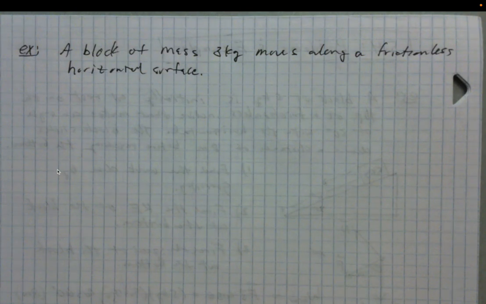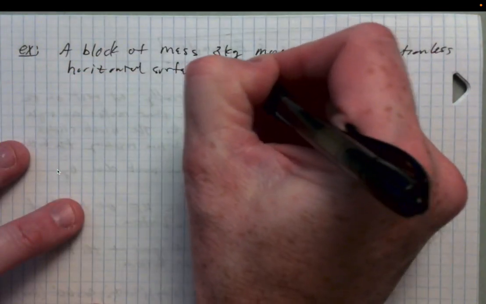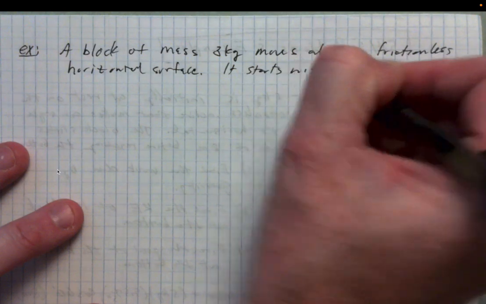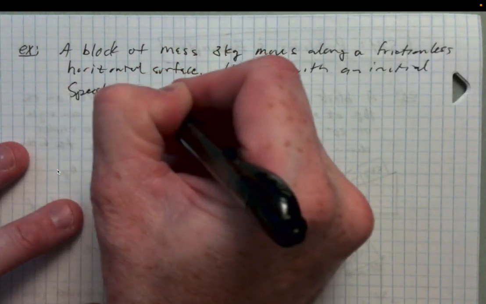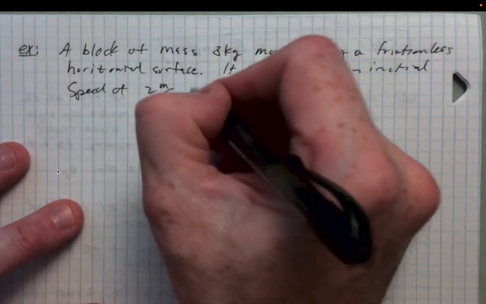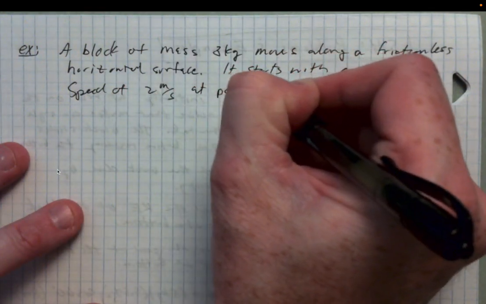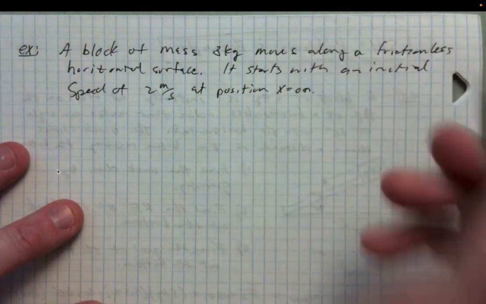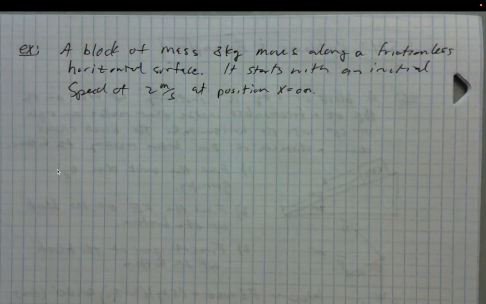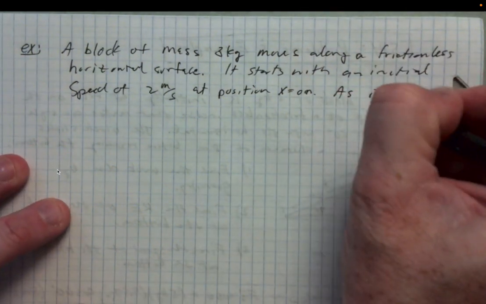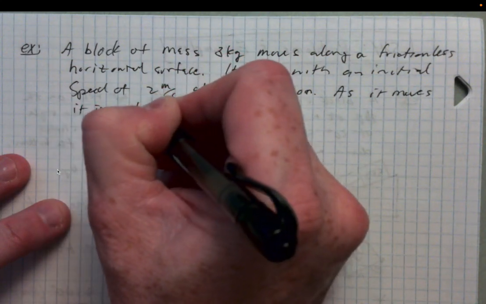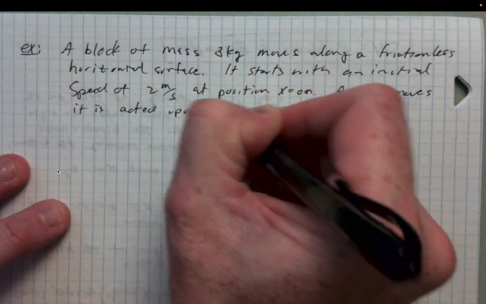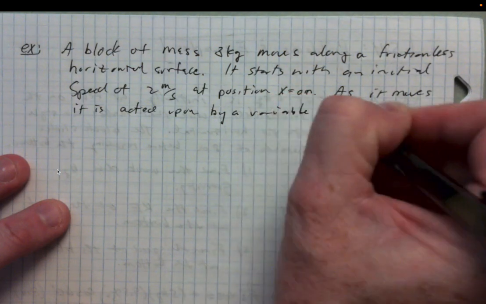So a block of mass 3 kilograms is moving along a frictionless horizontal surface. It starts with an initial speed of 2 meters per second, and we'll say at position x equals 0 meters. We'll just kind of coordinatize things a little bit. Now, as it moves, it is acted upon by a variable force.